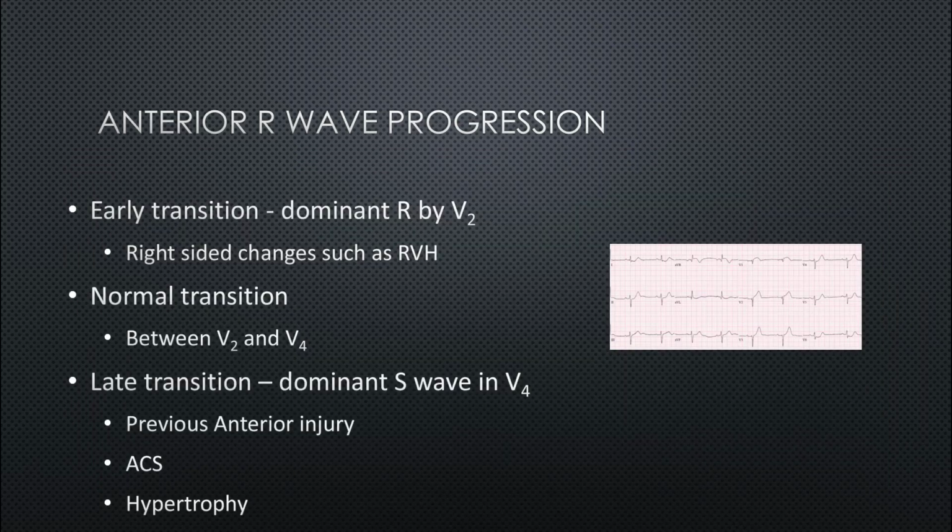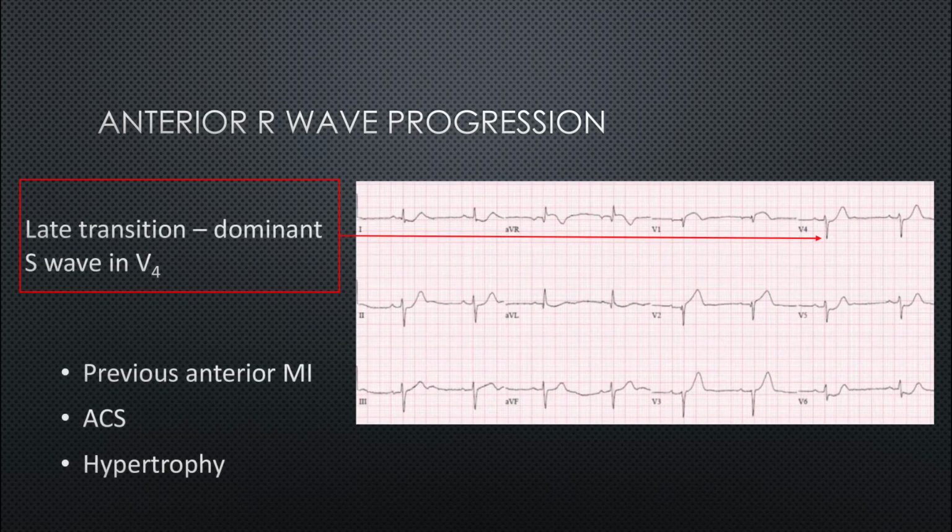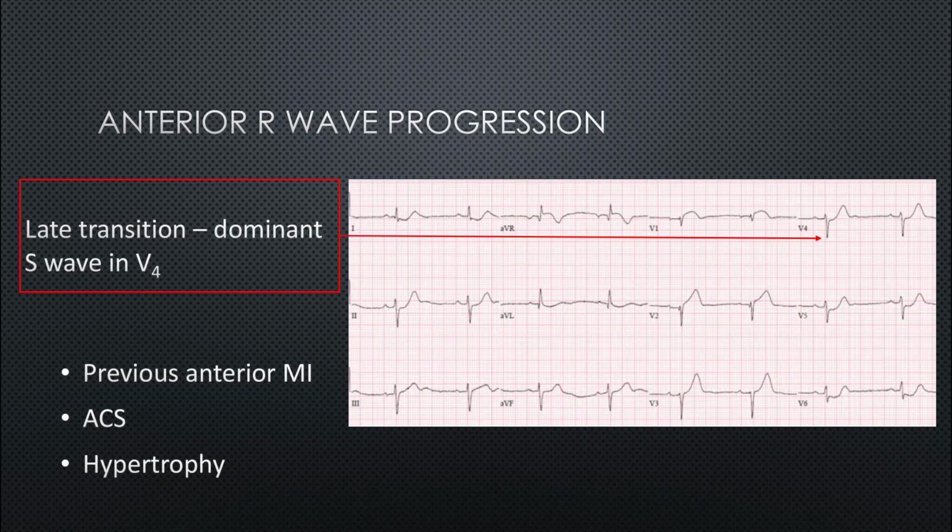So early transition is when the R wave is dominant before you get to V2. We'll talk about this in separate presentations. The normal transition is between V2 and V4. And if we talk about late transition, that would be where we have a dominant S wave in V4 or beyond. Now, where we see these, it can be a sign of a previous anterior injury, such as an infarct. It might be a sign of an acute cardiac syndrome, or it might be a sign of hypertrophy. And you're going to have to use a certain amount of clinical differentiation to know which of these it is.